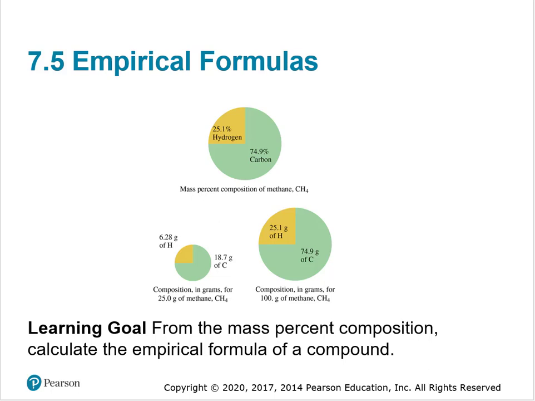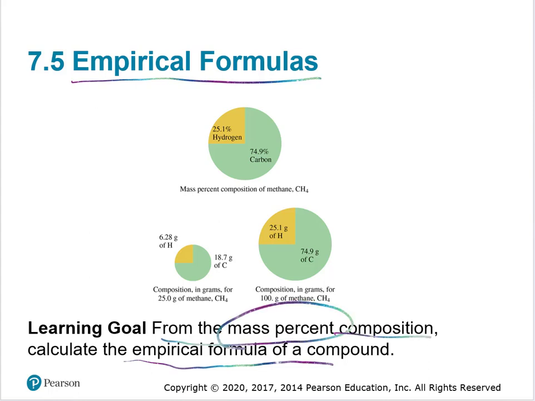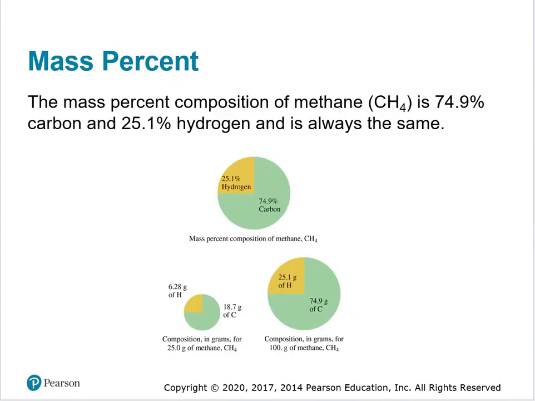The next two sections are looking at empirical formulas and molecular formulas. In this section, you will be able to calculate the empirical formula of a compound from the mass percent composition. The mass percent composition of methane is 74.9% carbon and 25.1% hydrogen, and it's always the same. If I add up both of these percents, they should equal 100%.